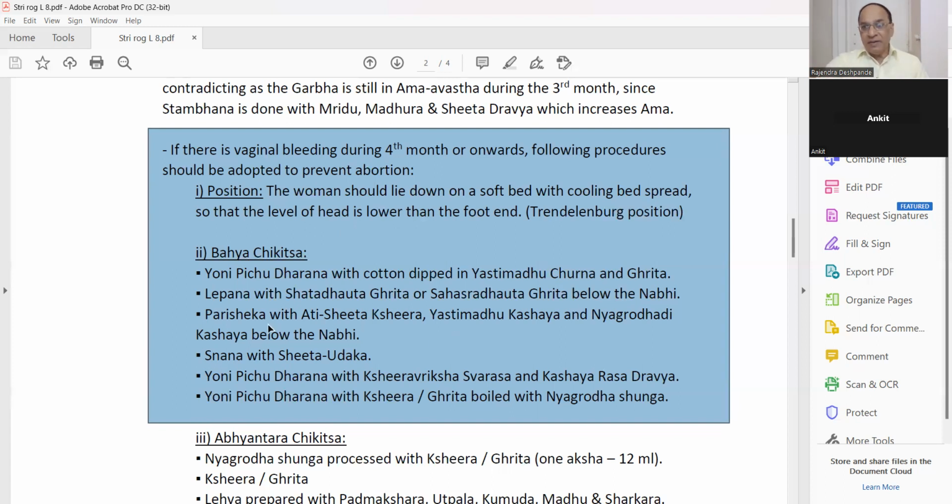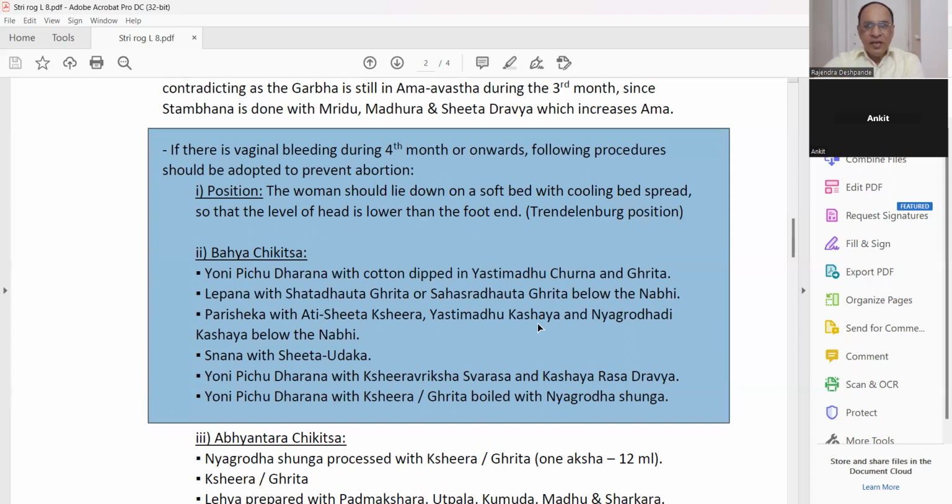Then Parisheka, pouring of the liquid. Parisheka with Ati Shita Kshira. Kshira means milk. Please write down. Pouring with the cotton, with the cloth. Take with the oil or milk and pour it around the Nabhi. Okay. Yashti Madhu Kshaya. Kshaya is a decoction, but not hot. Never pour any hot thing.